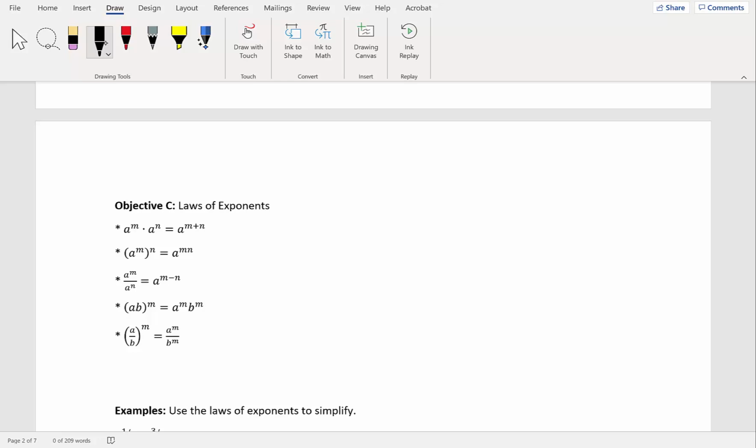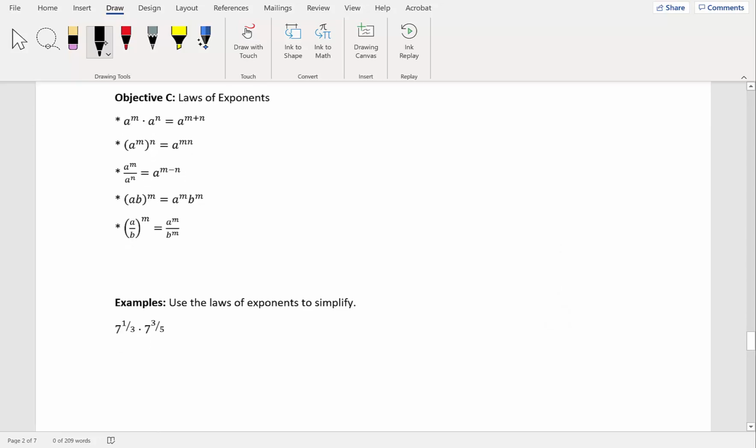Let's take a look at examples. Use the laws of exponents to simplify. So we have 7 raised to the 1/3 power times 7 raised to the 3/5 power. So we have the same base. In order to simplify this problem, we keep the base the same, and now we add our exponents. So this would become 1/3 plus 3/5. Okay, so we have to add these two fractions with each other. But be careful, whenever you're adding or subtracting fractions, you have to have the same denominator. So we need an LCD.